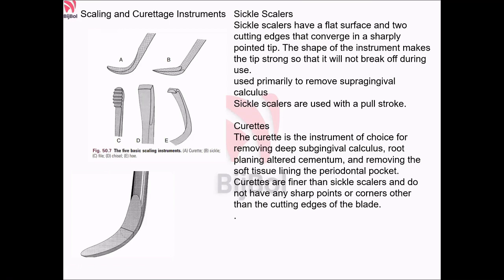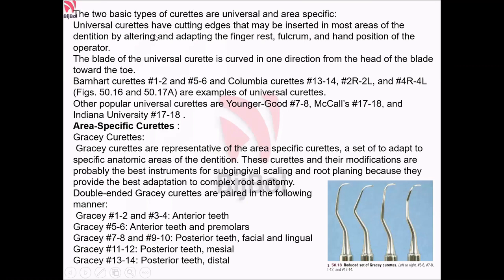We have a lot of modifications in the curettes. We'll look into that. There are 2 types of curettes: universal curettes and area specific curettes. Universal curettes have cutting edges that can be inserted in any area. Since it's universal, they can adapt to any surface of the tooth. By changing your finger rest, fulcrum, and hand position, you can adapt universal curettes to any surface. The blade is curved in only one direction, from the head to the toe. Examples of universal curettes are important for you for MCQ, okay?